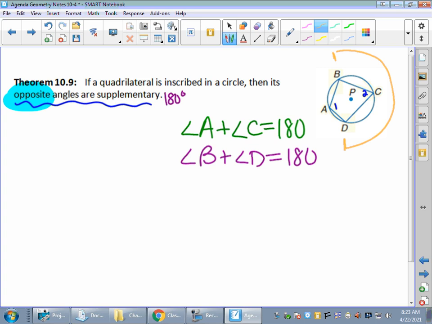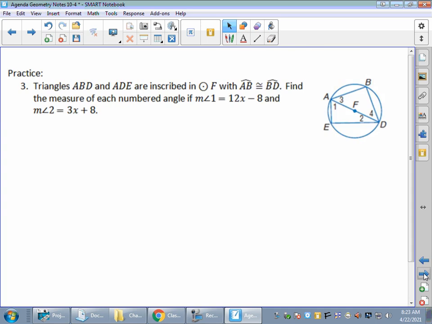But if I look at angle C, its intercepted arc would be this one, which makes up the whole complete circle, but it's half of whatever that is. So there's a reason behind it. You can just trust me, opposite angles are supplementary if it's an inscribed quadrilateral. Has to be a four-sided figure. All right, so let's do a problem or two. Let's make sure everybody's good.